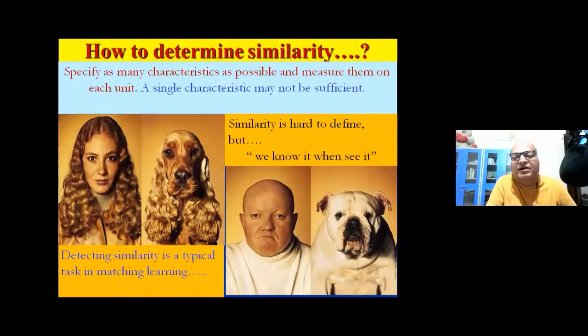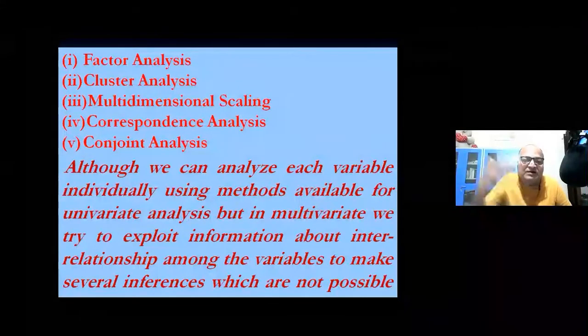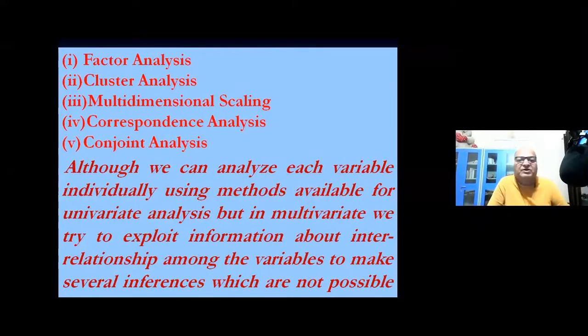As Anupama was doing, case 1, case 2, case 3, or cancer stages, stage 1, stage 2, stage 3. So how can we detect similarity in people? The task of machine learning is to specify as many characteristics as possible and measure them each. And for this purpose, we statisticians teach factor analysis. These are some higher statistical computations: factor analysis, multidimensional scaling, correspondence analysis, and conjoint analysis.